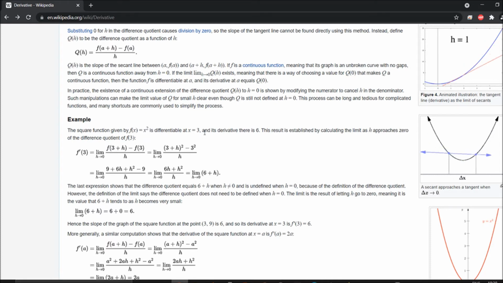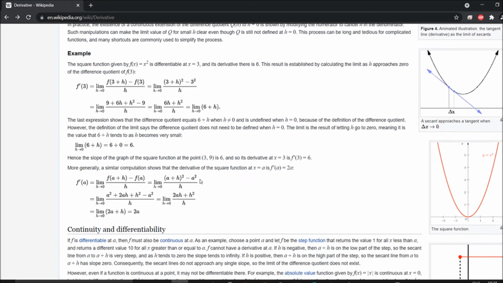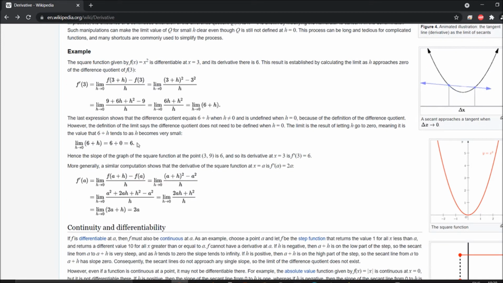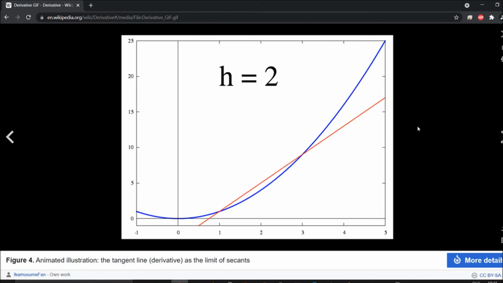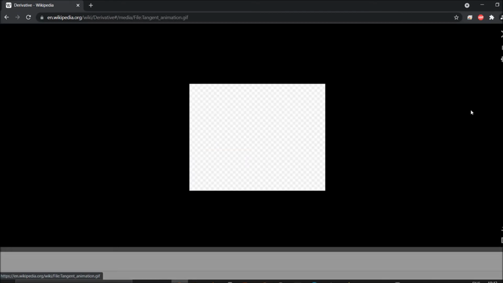If I say x equals 3, then 2 into 3 will be 6, so you get to know that the value will be 6. But if you don't know the derivative rule, you have to go through this complexity. As x tends to 0, we'll get a slope, a tangent line. Now this is how we are doing it.